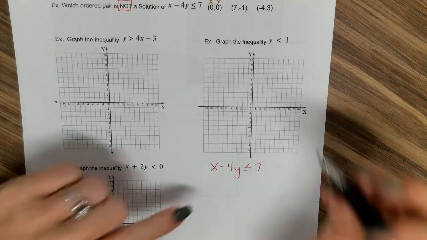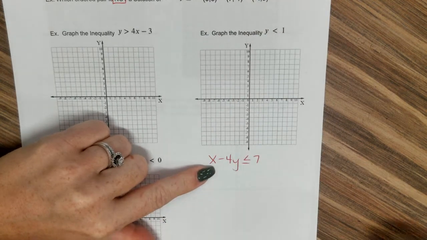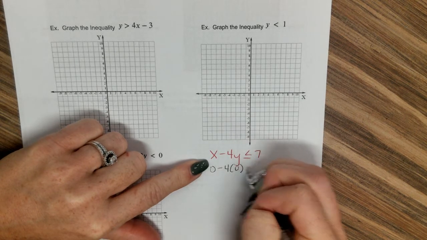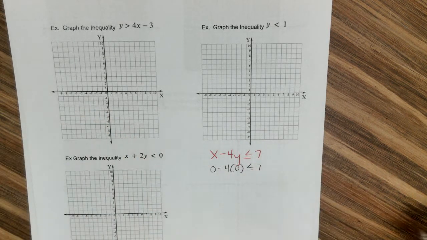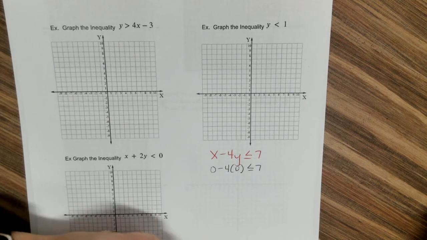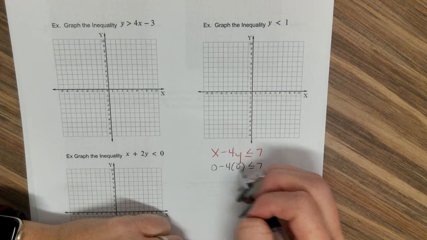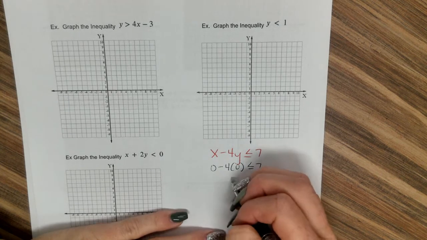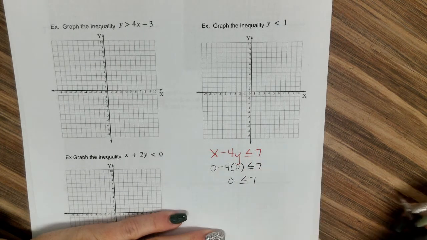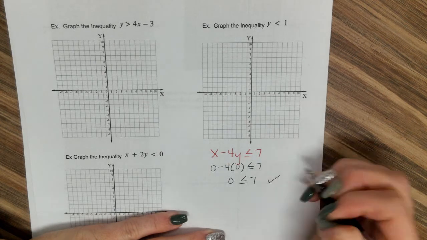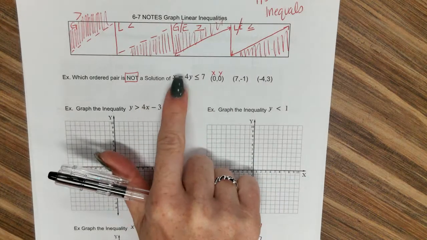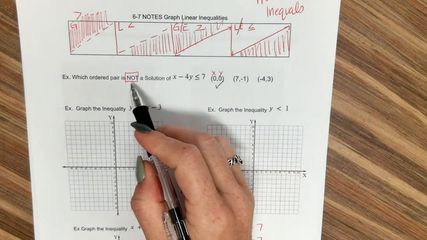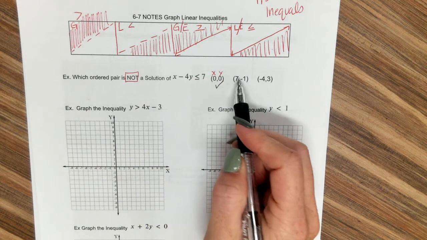Inequality. All right, here we go. First one I'm going to test out is 0, 0. So I have 0 minus 4 times 0 is less than or equal to 7. I need to see if that's true or false. What is 4 times 0? And what's 0 minus 0? Is 0 less than or equal to 7? Yes. So would 0, 0 satisfy this inequality? Yes, but I'm looking for the one that does not. So I'm going to go test this one out.